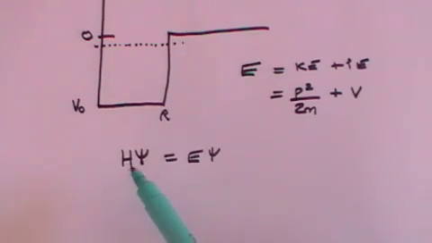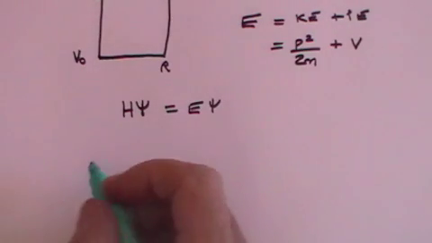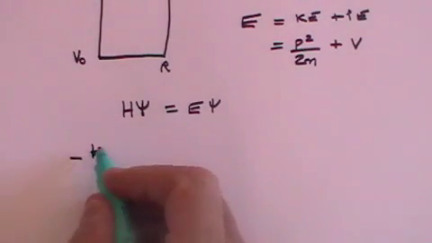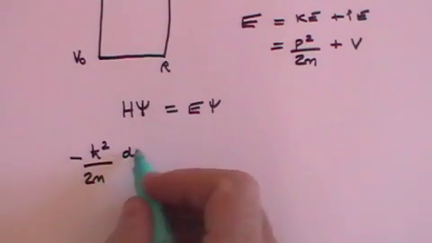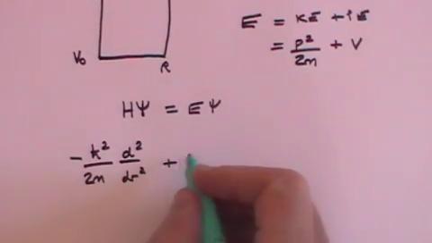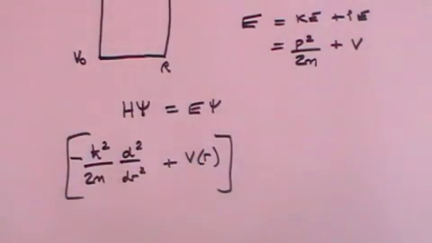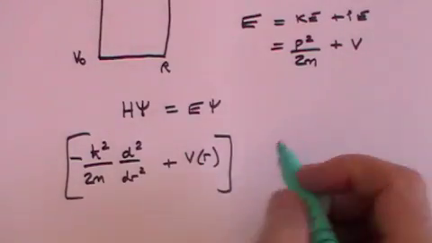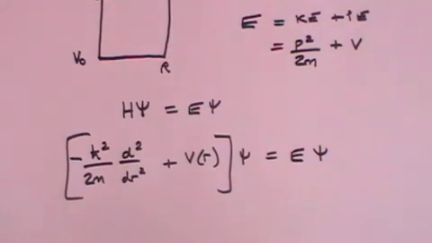It is not a number. You cannot say H equals E, because H is actually a function. H is actually minus h bar squared over 2m, second differential with respect to r, plus V(r), and that's H. So H acting on psi is equal to E psi.